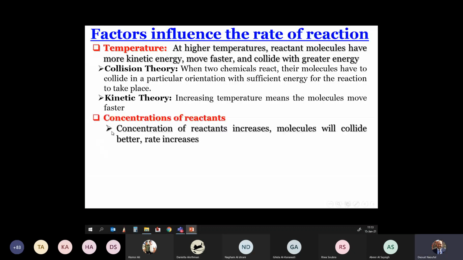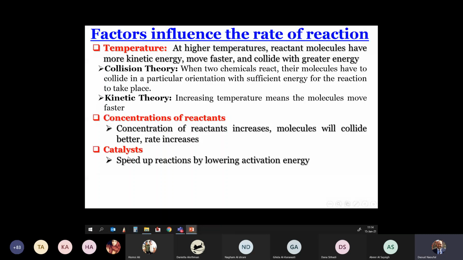The second factor is the concentration of the reactants. You studied also in kinetics in college that increasing the concentration of the reactants will increase the rate of the reaction. Why? When you increase the concentration of reactants, you increase the probability of collision between these particles or molecules, and therefore the rate of the reaction will increase.